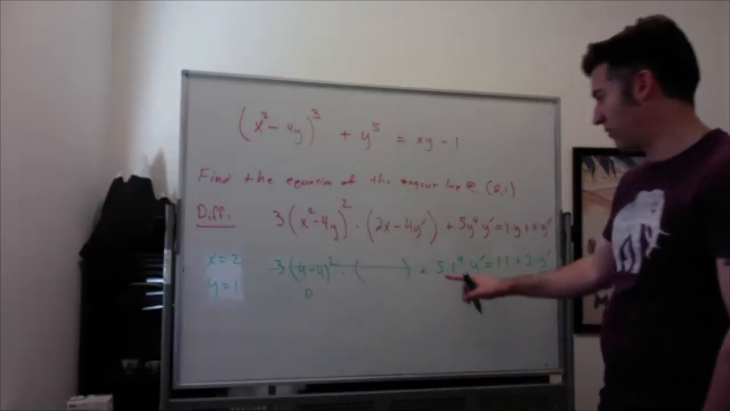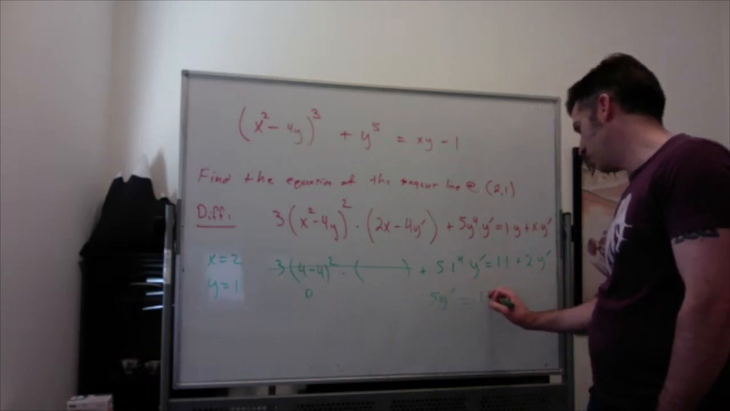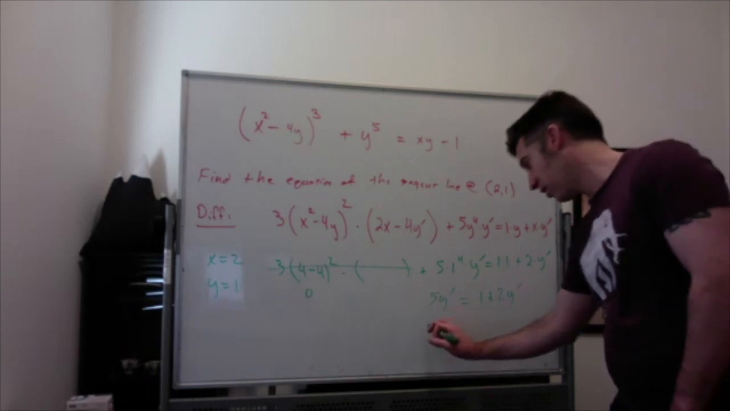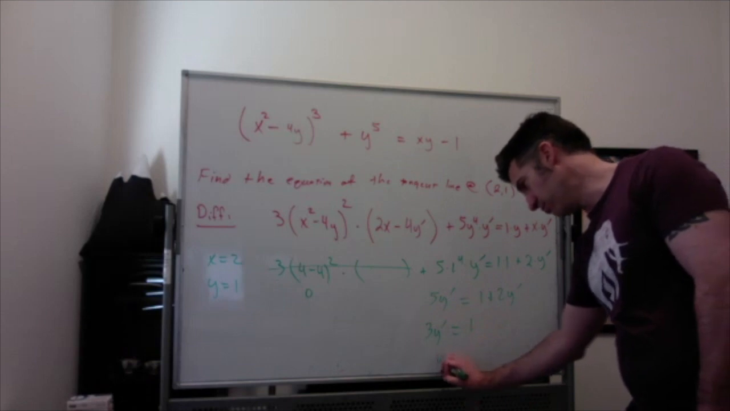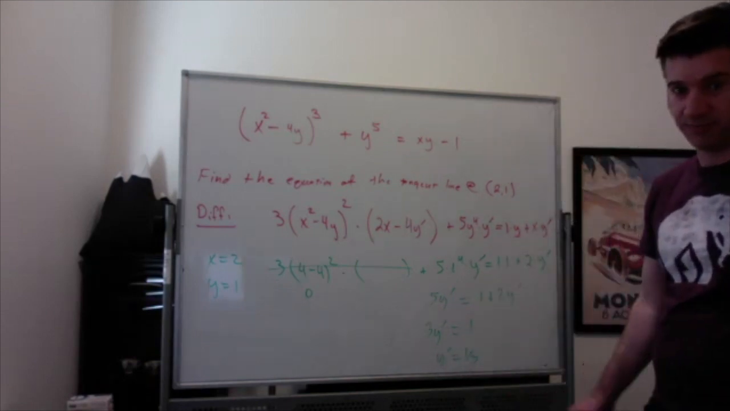So what am I left with? I'm left with 5 times 1 times y prime equal to 1 plus 2y prime. Subtract 2y prime from both sides, so I got 3y prime equal to 1. Divide both sides by 3. Y prime is 1/3. So there's the slope of my tangent line.